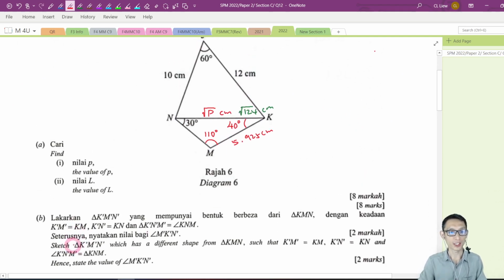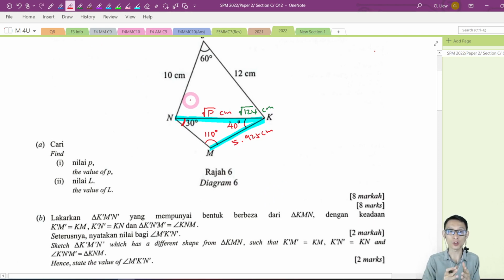We want to sketch another triangle, which is triangle K prime, M prime, and N prime. So this is the ambiguous case, which has a different shape from this triangle, such that K prime M prime is equal to KM. So the length here and K prime M prime must be the same. Means that we have to keep the same length here for K prime N prime, and K prime N prime is equal to KN. So this is also the same length, so we cannot change the length of these two. And this angle KNM, we need to keep it as 30 degrees.